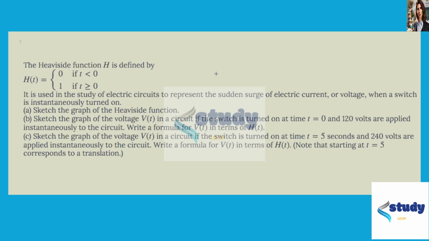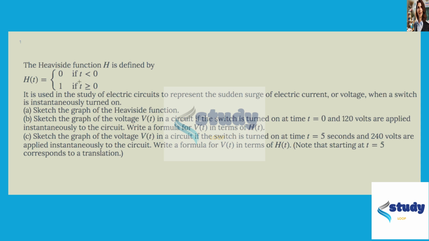The Heaviside function H is defined by this. It is used in the study of electric circuits to represent the sudden surge of electric current or voltage when a switch is instantaneously turned on. Part A tells us to sketch a graph of the Heaviside function.